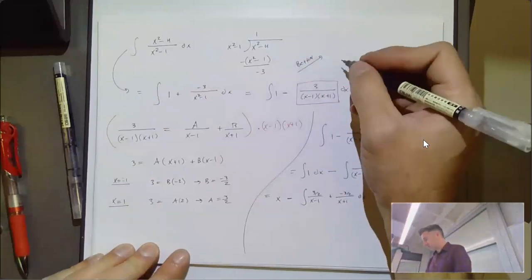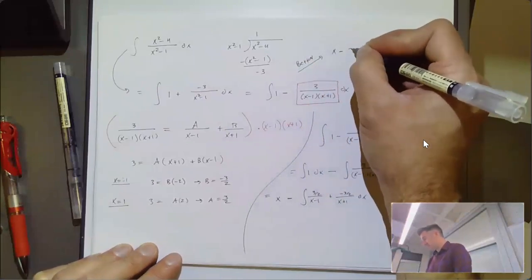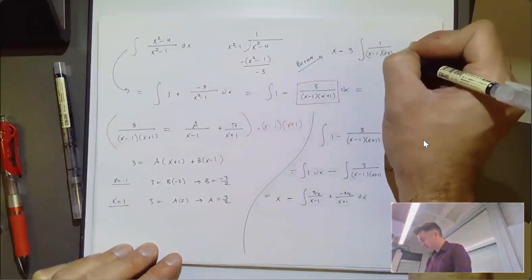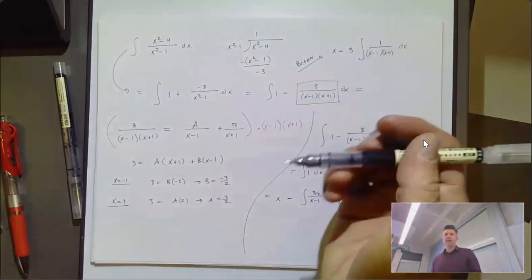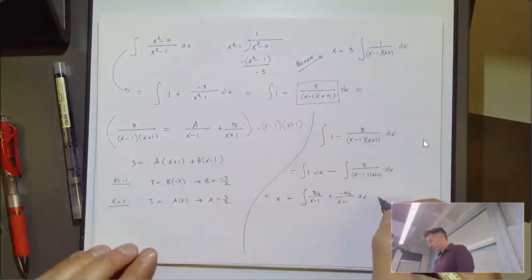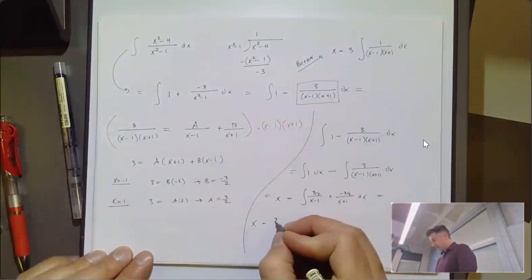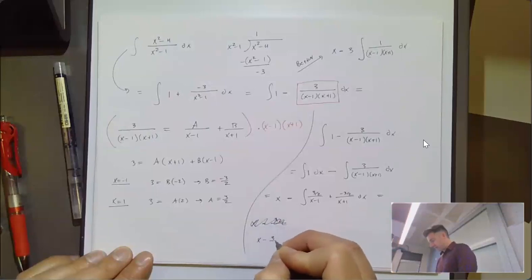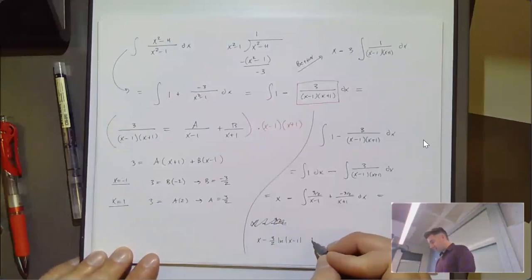To say, oh, the integral of 1 is x. This is x minus 3 times the integral of 1 over (x minus 1) times (x plus 1). It probably would have been better to do that first and then do the partial fraction decomposition for that instead. It's not a whole lot different, just slightly better. Anyway, doing it this way, we're going to get x minus 3/2 natural log of the absolute value of x minus 1, and then plus 3/2 natural log of the absolute value of x plus 1.